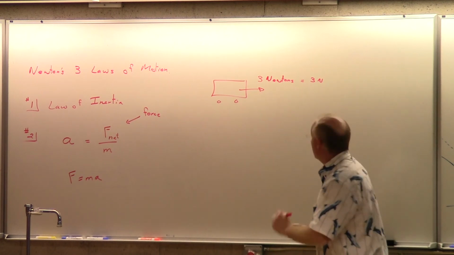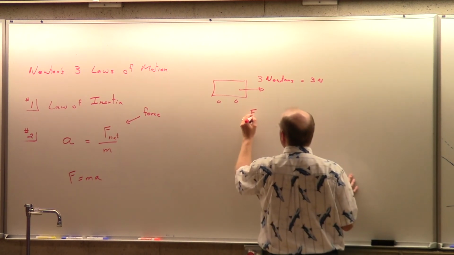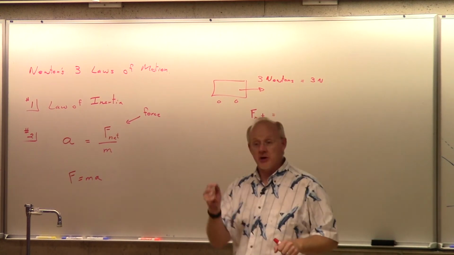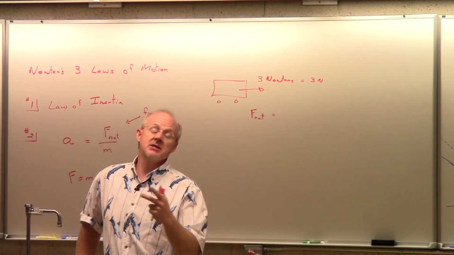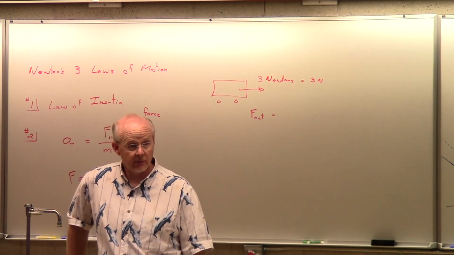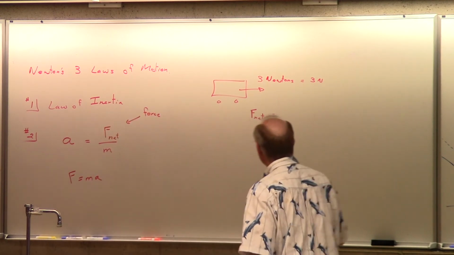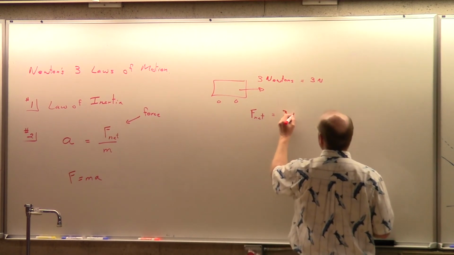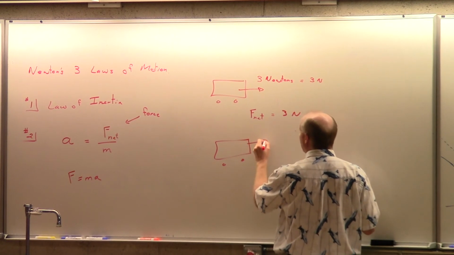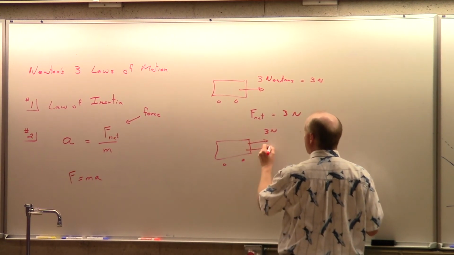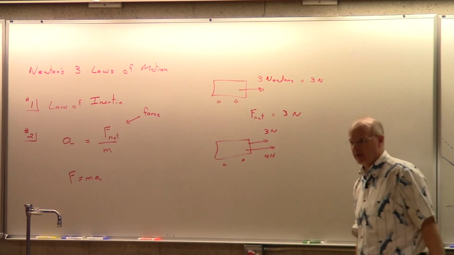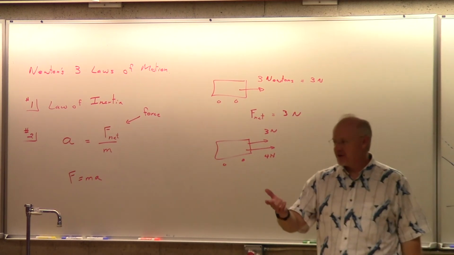Capital N. All right, now I think this is probably the easiest one of all. If I take a cart and I push on it with a force of 3 newtons, what is its net force? 3 newtons. Fair enough? Because look at the next picture. What if I take a cart and one person pushes with 3 and another person pushes with 4? Yeah, hopefully it's not a surprise.